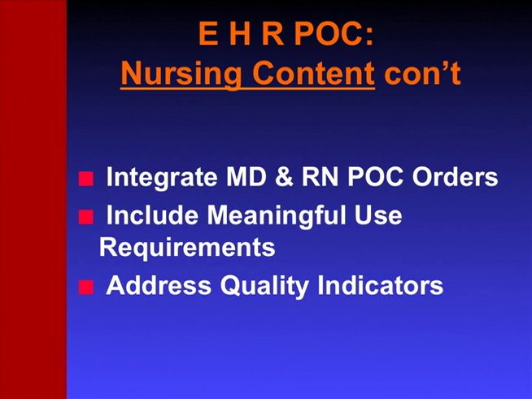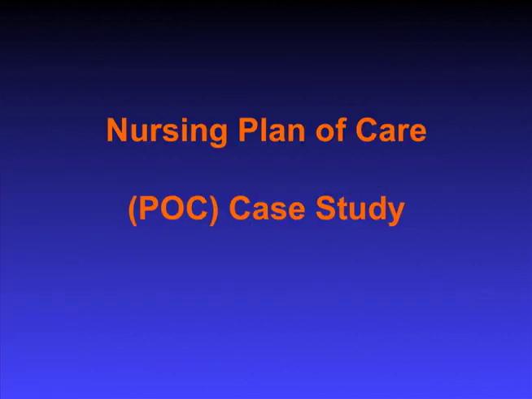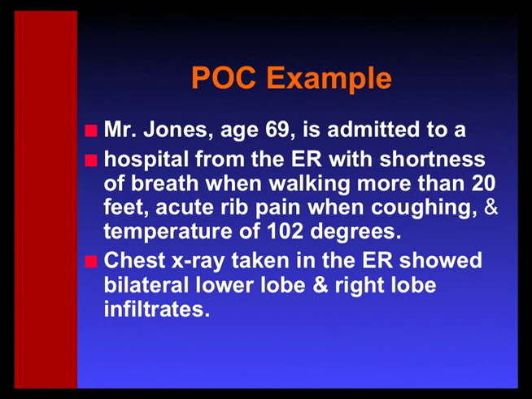Now let me turn to my example for my plan of care for Mr. Jones. He is a 69-year-old male who was admitted to a hospital from the ER with shortness of breath when walking more than 20 feet, acute rib pain when coughing, and temperature of 102 degrees.